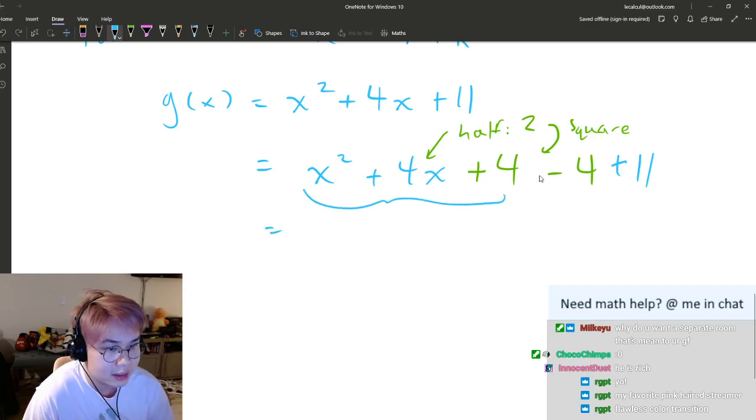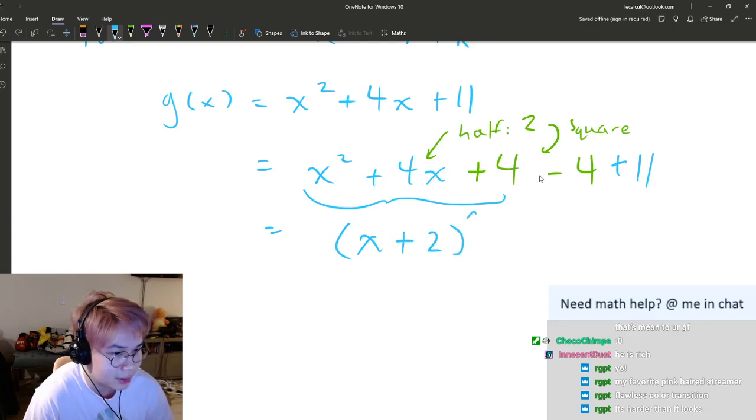So these three, if you were to try to factor them, it becomes a repeated factor of x plus 2. So then that's where the little squared comes in. And then these minus 4 and plus 11 make this.